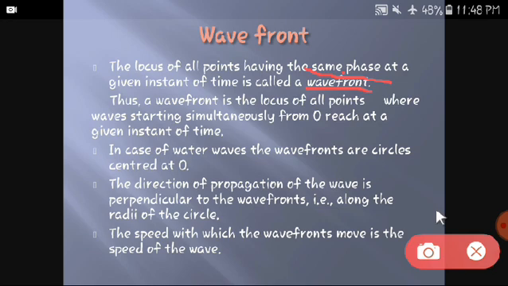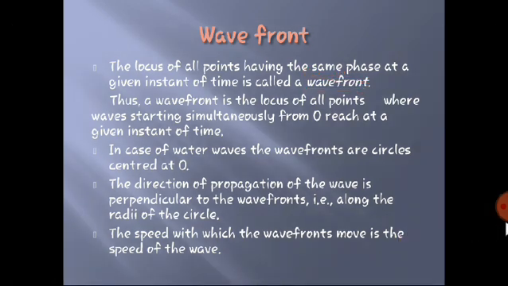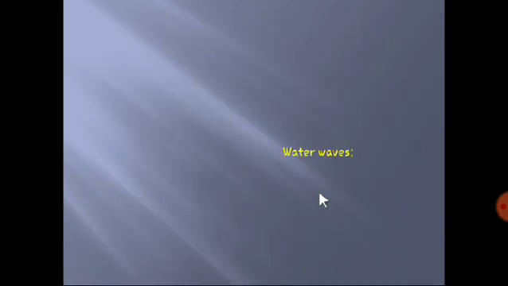Alright, and the wavefronts which are created are of different types. We are going to see what the different types of wavefronts are. Now, when we consider the example of a water wave, that is a 2D wave, which means it has only two directions. Now we are moving towards three-dimensional waves. Which are the three-dimensional waves? Let's see.